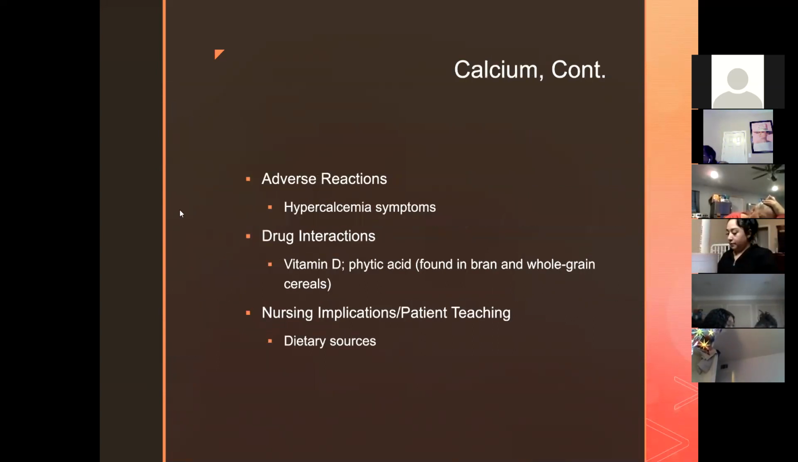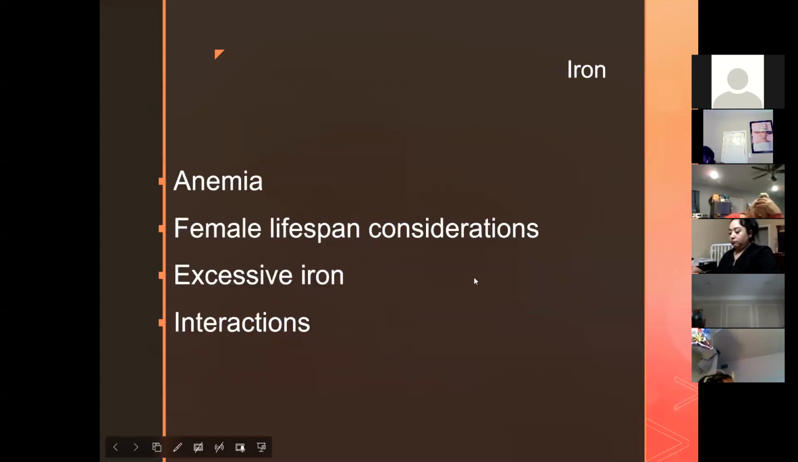We already talked about hypercalcemia. We said if your patient is taking too much calcium, if there's too much calcium in the blood, then they're going to have nausea, vomiting, maybe some stones. You'll make sure that you are teaching your patient which foods they should be eating more of to get more calcium in their diet. Like we said before, if you're eating a healthy diet, then you should be getting all of these vitamins and minerals with your diet. That's how we should all be, but unfortunately, it's hard.